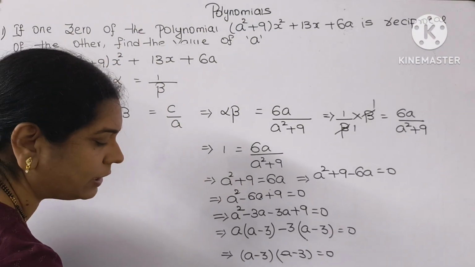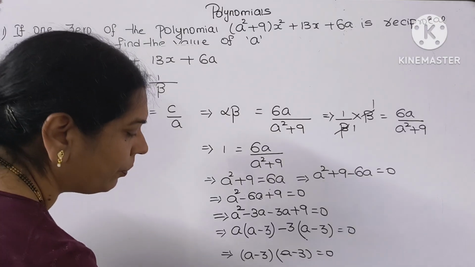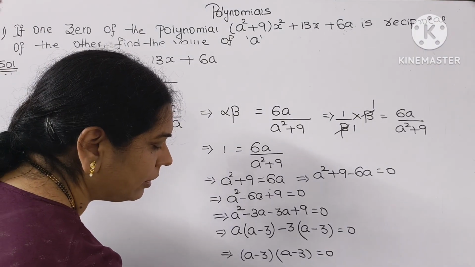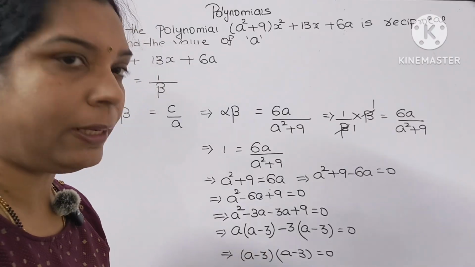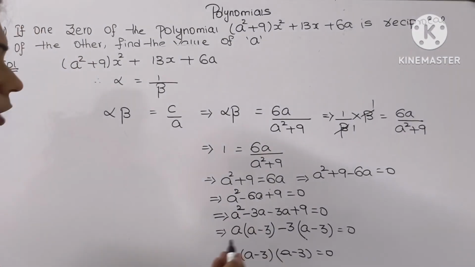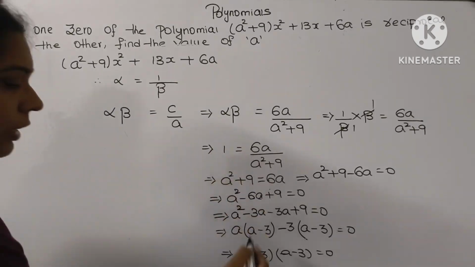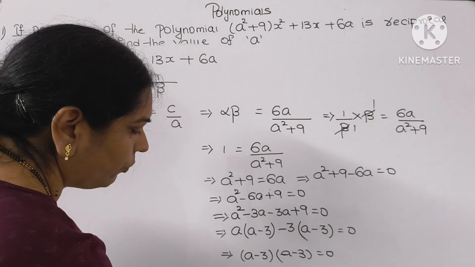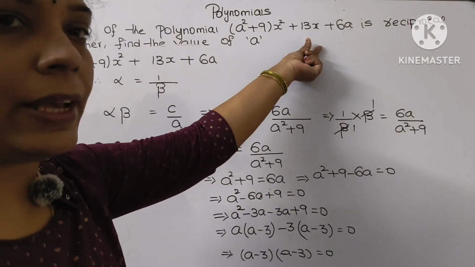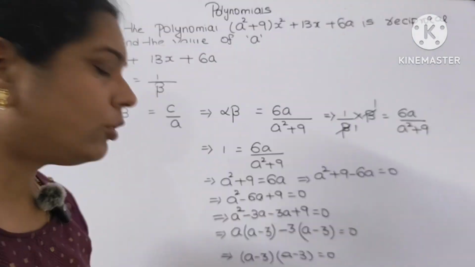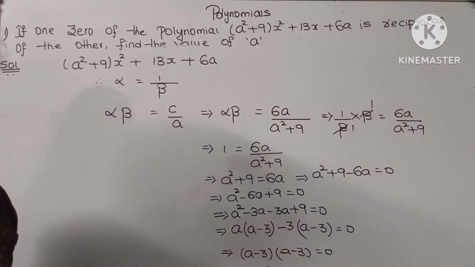So basically what does it mean? It means that the value of A is 3. Whether you take this factor or this factor, we are getting the same answer, A as 3. So therefore A is equal to 3. What is it that they asked us? They asked us to find the value of A. So A is 3.